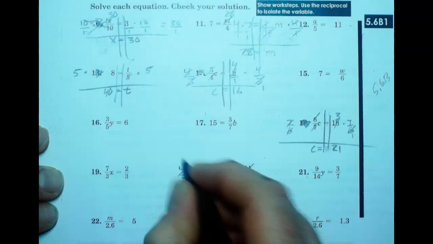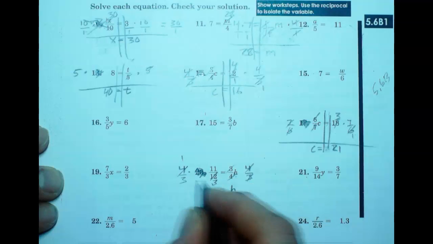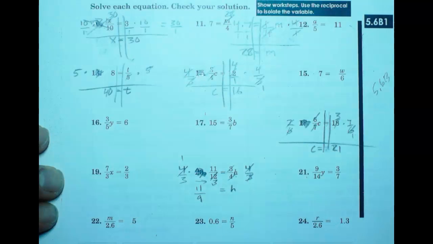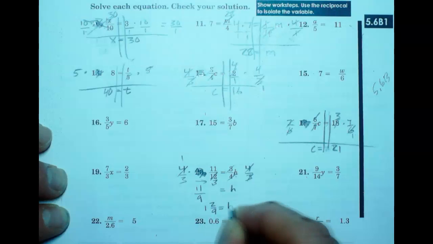But now we can still do some dividing here. I can divide by 4 here, it's 1. Divide by 4 here, it's 3. So now I have 1 times 11 is 11. 3 times 3 is 9. I have 11 ninths. So 11 ninths is the same as, it goes in there one time, there's 2 ninths left over. And that's what h is.